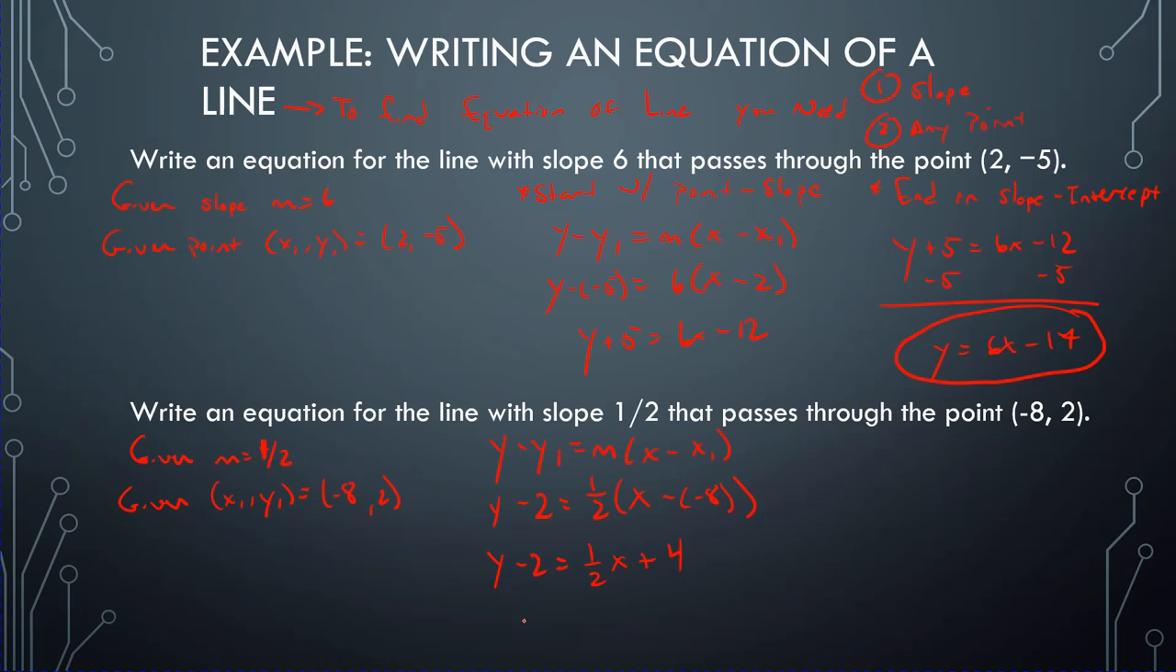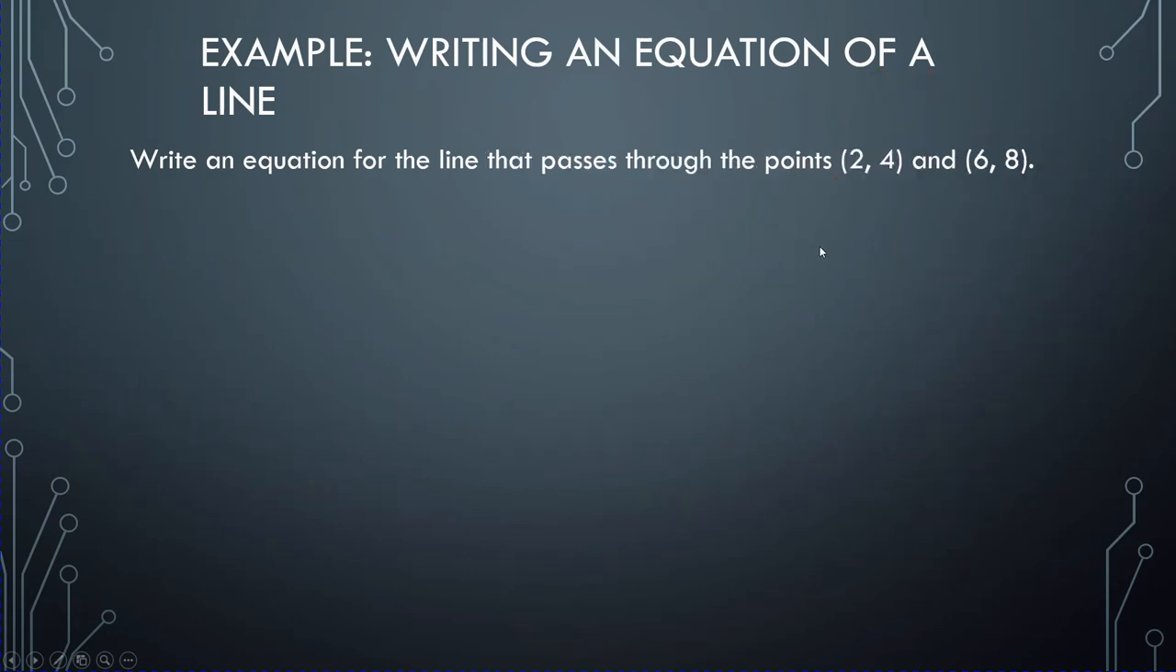Then your last step here, you're going to add 2 to each side. This is gone, and you get y is equal to 1/2 x. 4 plus 2 gets me plus 6. And you got it right there. So notice, starting point slope, simplify to slope-intercept every time. Boom, boom. Okay, now let's try this one.